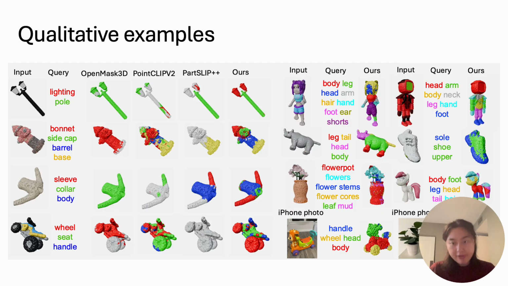Here, I also show a lot of out-of-distribution generalization of our model, which includes cartoon characters that are far from the training distribution, as well as 3D reconstructions of in-the-wild iPhone photos.